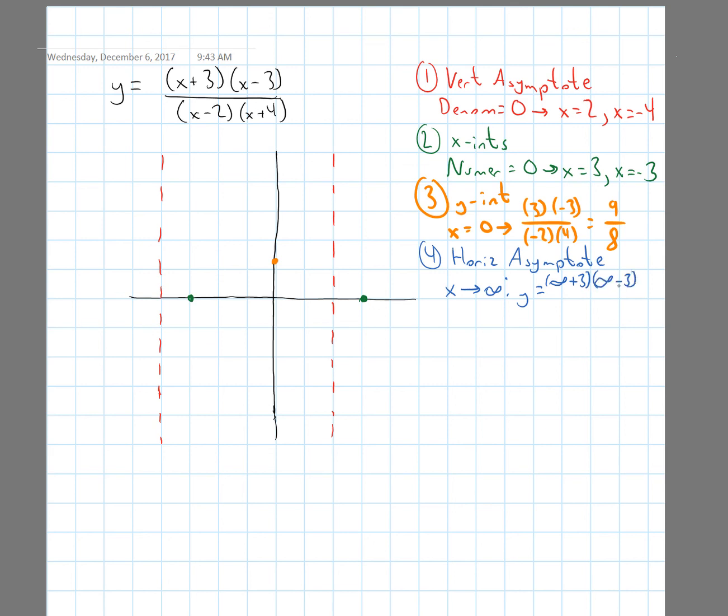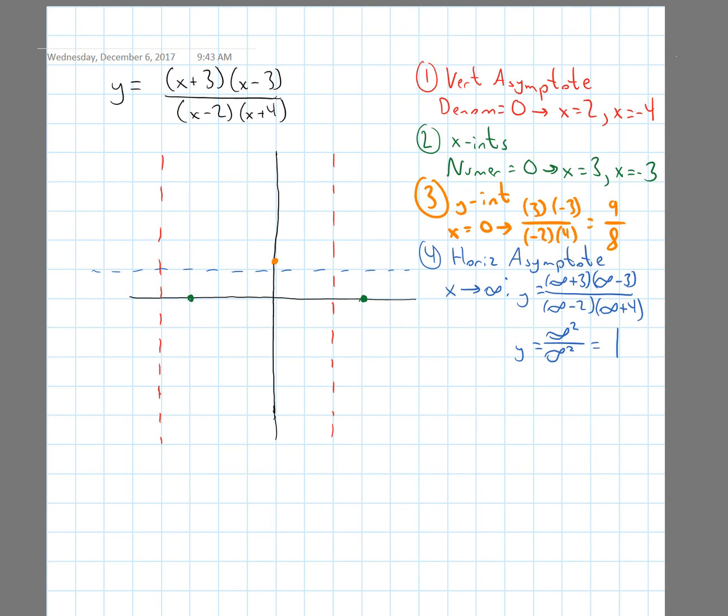Infinity plus 3, infinity minus 3, infinity minus 2, infinity plus 4, right? Same logic as before. All of those parentheses would be like infinity. Infinity plus 3 is still infinity. So I'll actually then get this weird thing of infinity squared over infinity squared. Point is, that still equals 1. So I have a horizontal asymptote here.